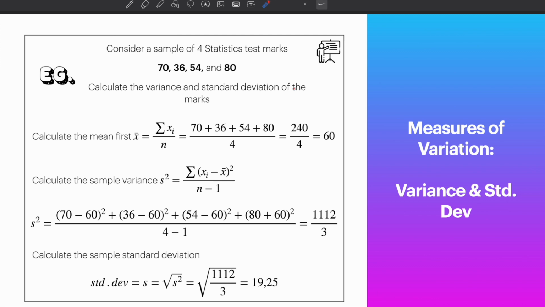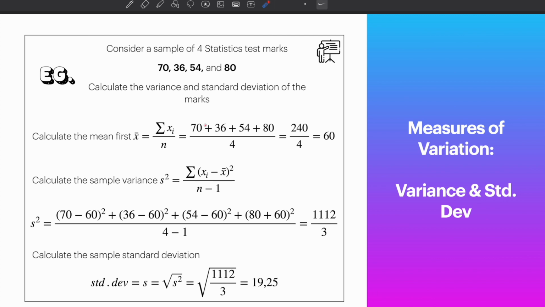Here's a quick example where we consider a sample of 4 statistics test marks. We collected 4 test marks from students that do statistics. They wrote a test and we collected their marks, and we are trying to find the standard deviation and also the variance. First things first, what we want to do is get the mean. And you might notice that we are using the sample mean. Why are we using the sample mean? Because the example did tell us that this is a sample of 4 students. Hence, we are using this equation.